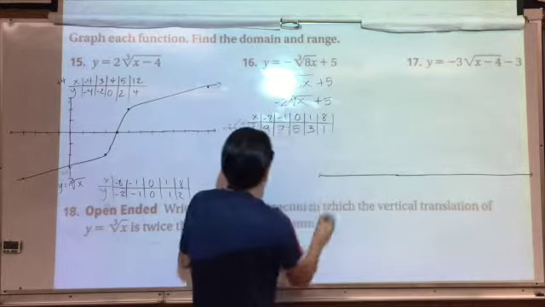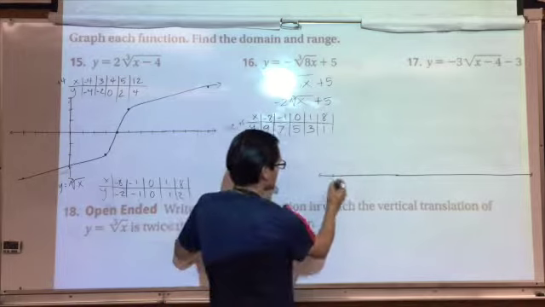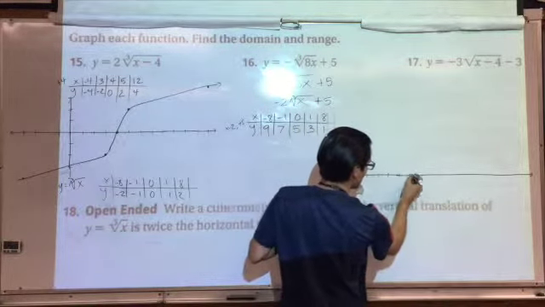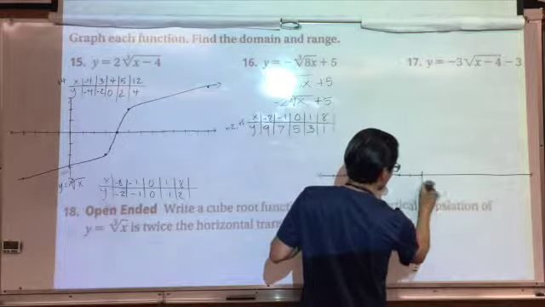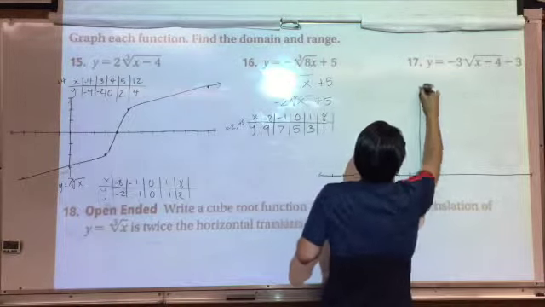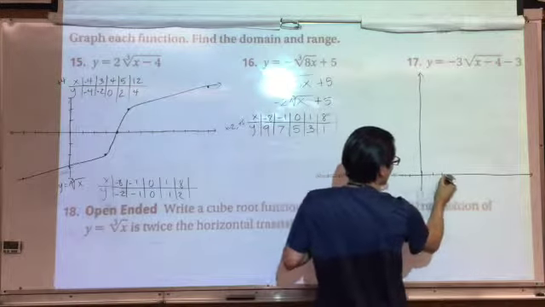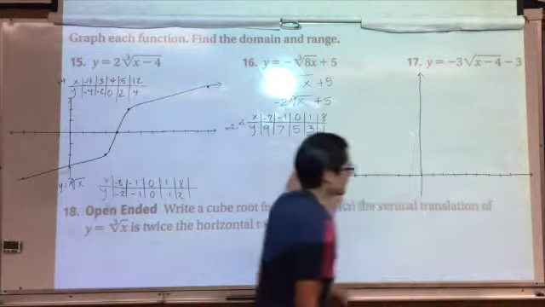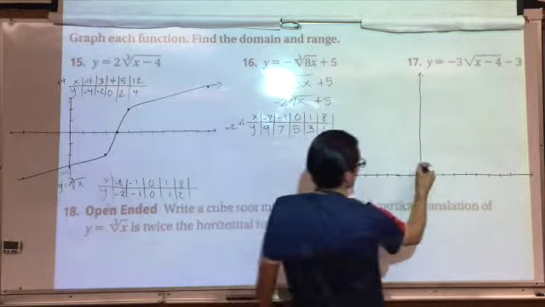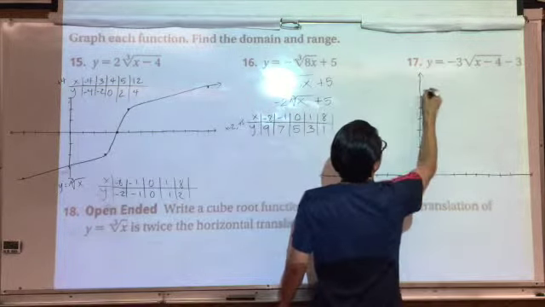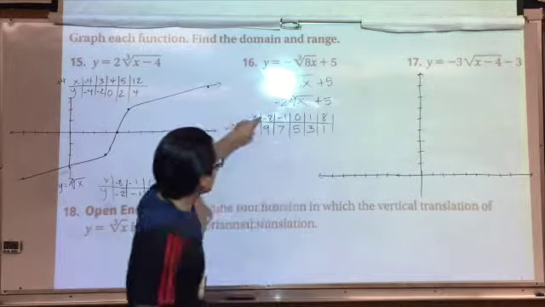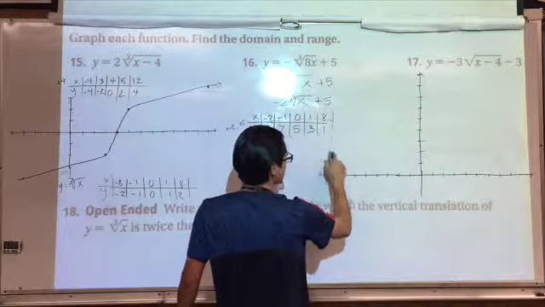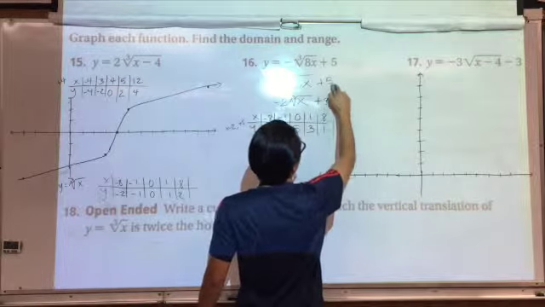You don't have space for it. Negative 8. This is negative 8, negative 7, negative 6, negative 5, negative 4, negative 3, negative 2, negative 1, 0. Here's my y-axis. And then 1, 2, 3, 4, 5, 6, 7, 8. Okay, so negative 8, 9. 1, 2, 3, 4, 5, 6, 7, 8. 1, 2, 3, 4, 5, 6, 7, 8, 9.